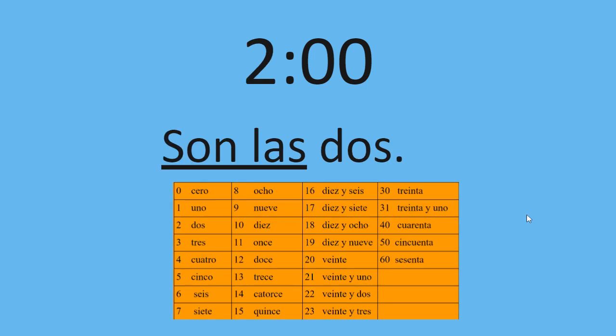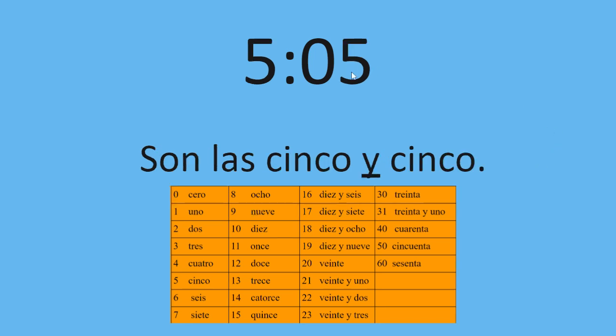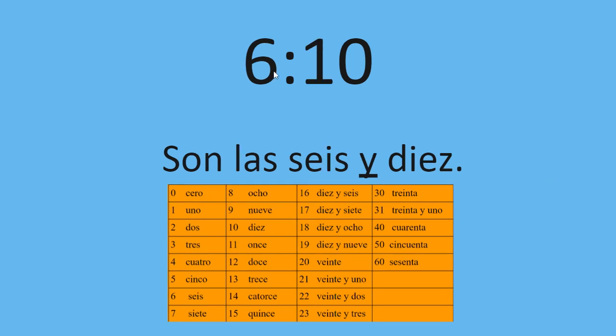Then comes the plural hours would be son las. Son las dos, with no minutes. That's just how you do the hours. When you want to add minutes, you would use the Y for and. So son las 5:05. It is 5:05. You're adding minutes on to the hour. So this one would be son las 6:10.